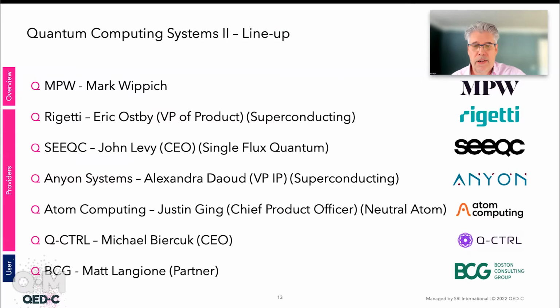Okay, getting into the lineup here, we've got Eric from Rigetti, we have John from SEEQC, we have Alexandra from Anyon Systems, we have Justin from Atom Computing, we have Mike from Q-CTRL, and we have Matt from BCG. So what's nice here is we have 5 companies that are providing technology in the space. We have BCG representing the user perspective. So with that, Eric, you're up.